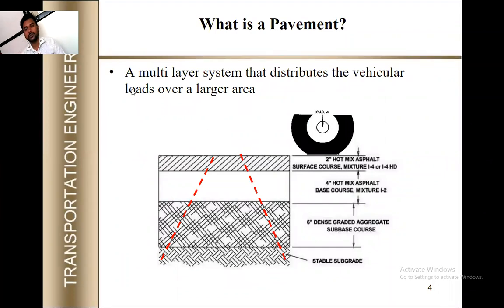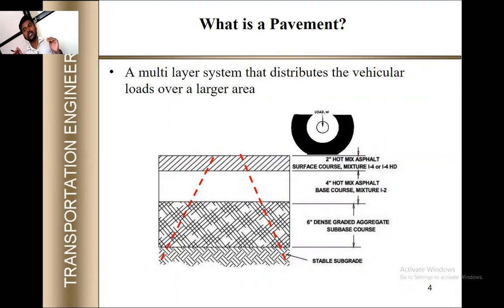Then what is meant by pavement? Pavement is nothing but the multiple layers that we are providing with different types of materials. Surface course, then the binder course, base course, sub base course, and subgrade course in the flexible pavement, and in the rigid pavement, surface course, base course, and the subgrade.